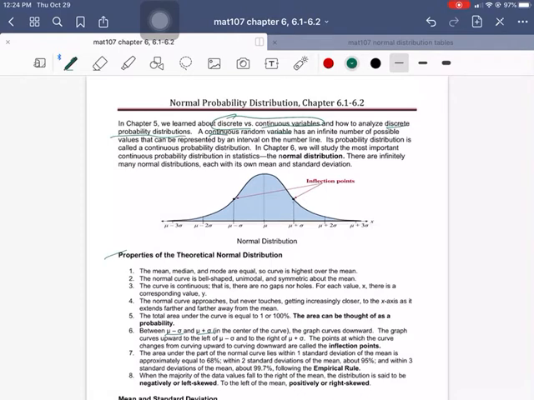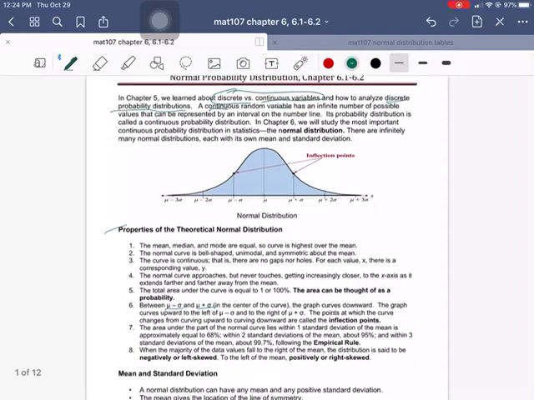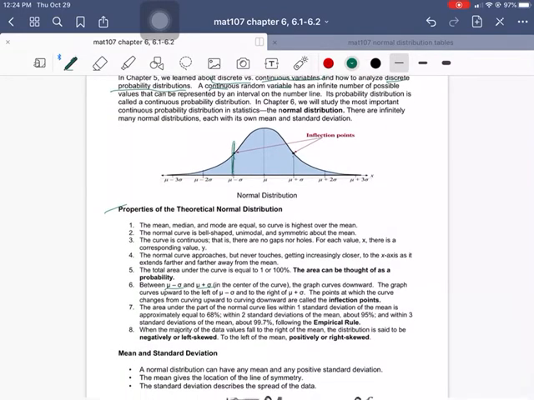The inflection points are where the one standard deviation over on each side meets the curve. The empirical rule says 68% of the data falls within here, 95% falls within 2 standard deviations, and 99.7% of the data falls between here and here, 3 standard deviations.